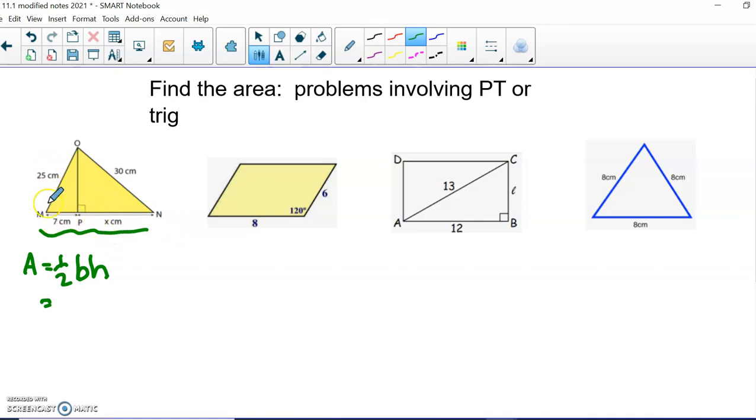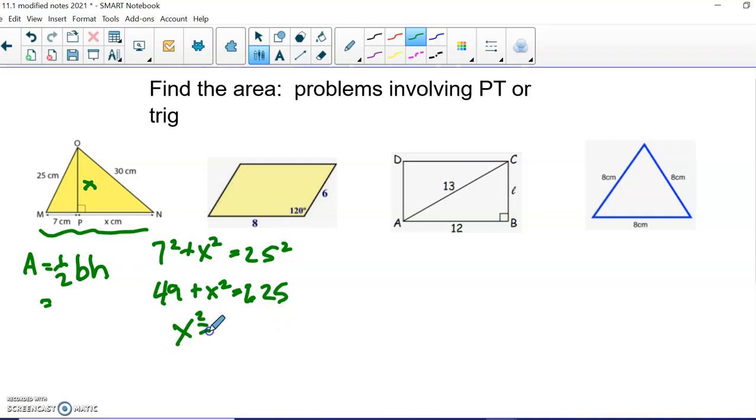I'm going to start with the Pythagorean theorem on this side to get the height. So I'll just call that x or whatever. So here's our 7 squared plus our x squared, or b squared if you want, equals 25 squared. So we get 49 plus x squared equals 625. Subtract 49 from that. So I get x squared equals 576, square root both sides.